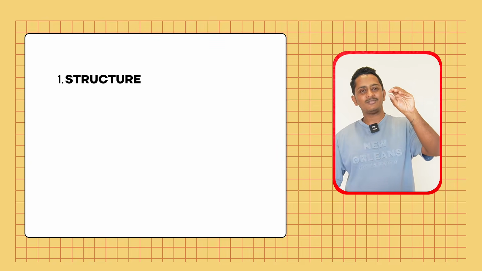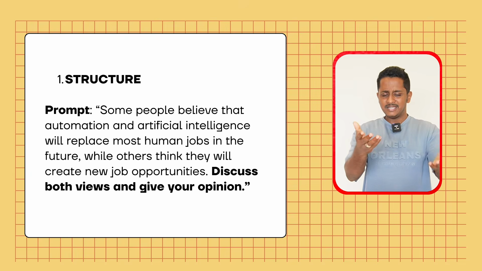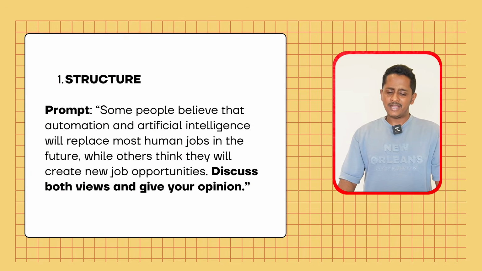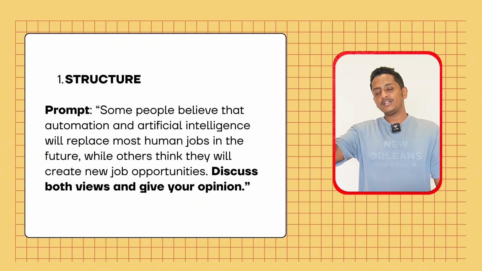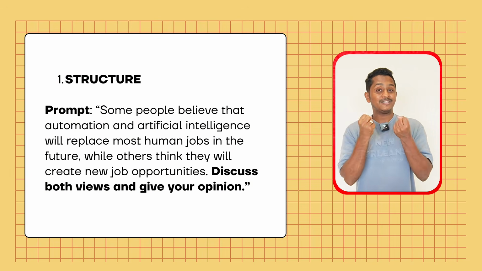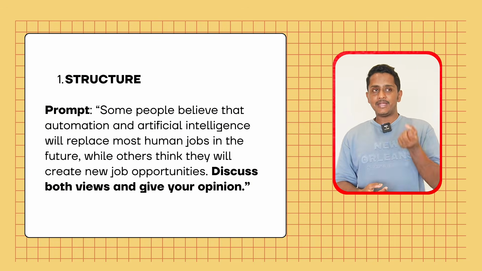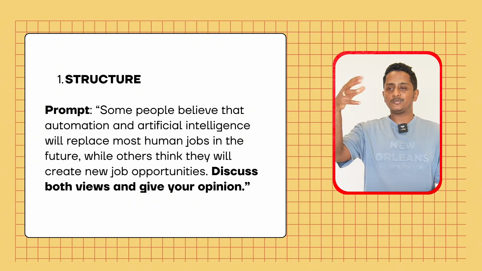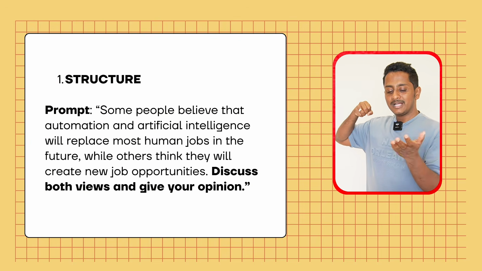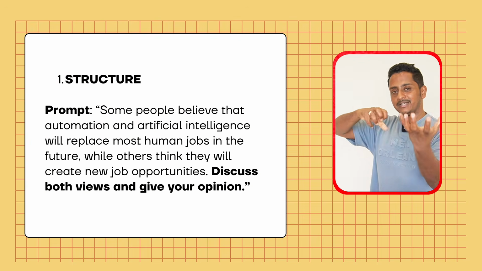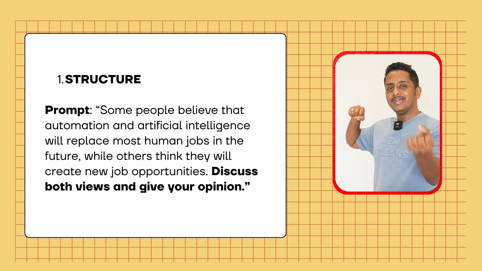Let's quickly understand the first part, structure. Whatever question you get, let's say, read it. Some people believe automation and AI will replace most human jobs in the future. Others think they'll create new job opportunities. Discuss both views and give your opinion. What structure? Read the question and understand. AI and automation will take away human jobs. Others say they will create jobs. So: take away, create, take away, create.